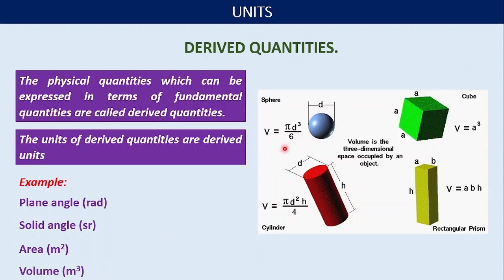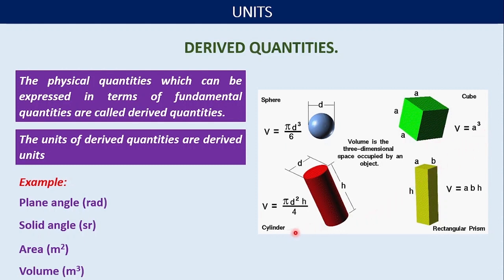Here you have different shapes with different formulae. The volume of a sphere is 4 by 3 pi r cube, but in terms of diameter it is pi d cube by 6. And the volume of a cube is a cube, the side cubed, right?